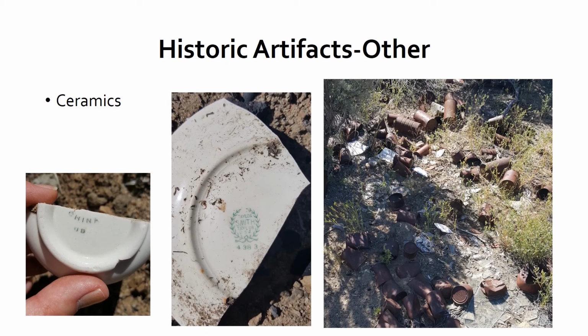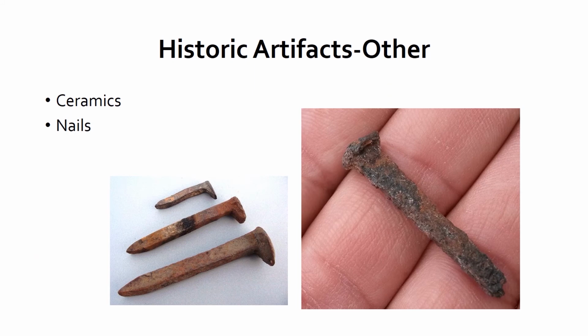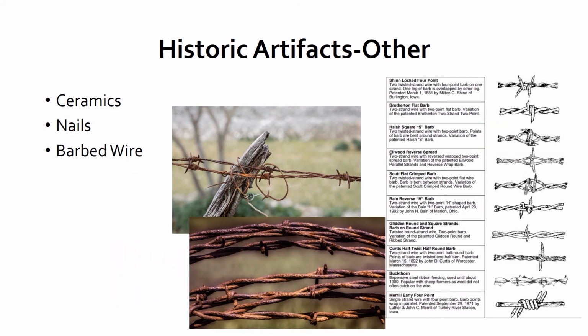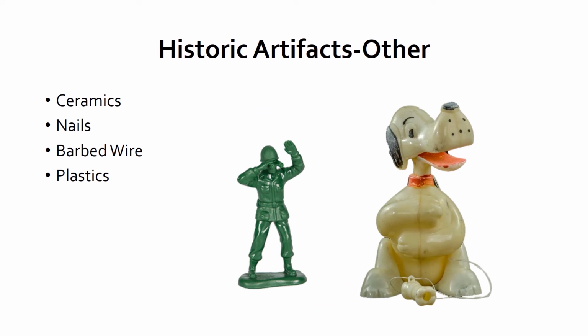Some other types of historic artifacts you come across are ceramics. And again, you're going to look at the color, the design, any kind of logo. Nails, if they're hand forged or not. Barbed wire came through different versions at different times. Plastics are now historic. For example, that Snoopy is from the 1930s.